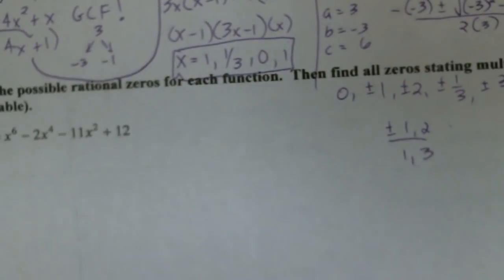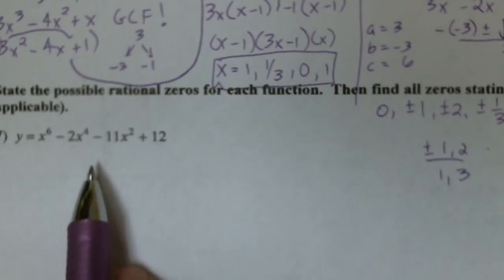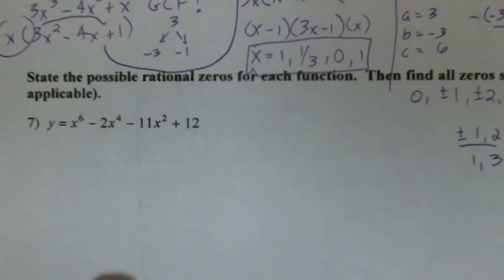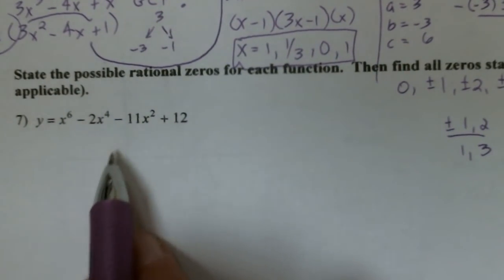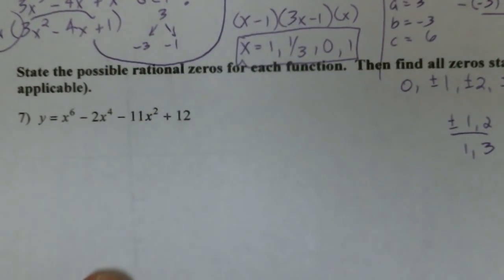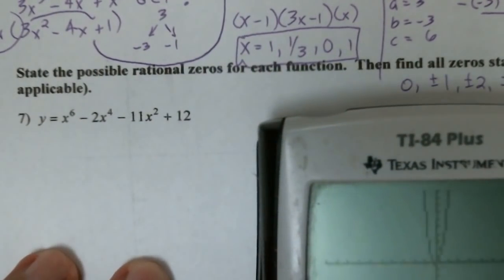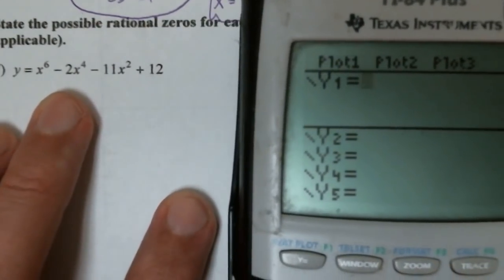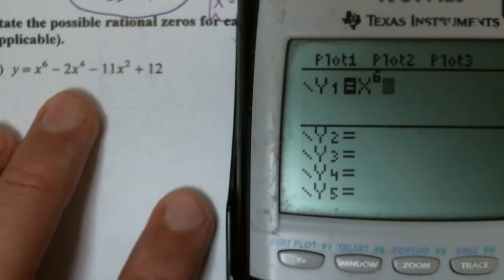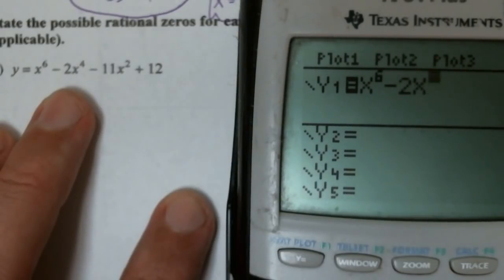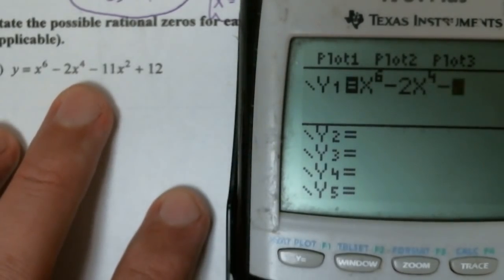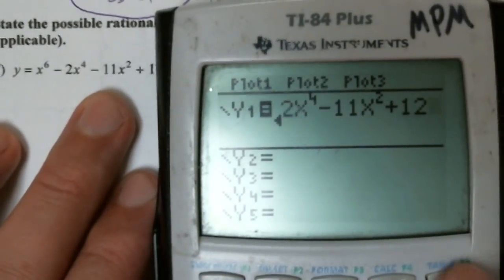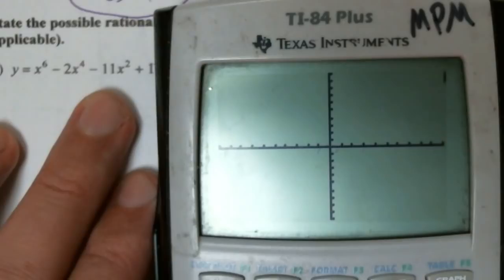Okay, let's keep going. Last one here. This one looks more complicated. This one, to me, in my opinion, is actually easier than the ones that we just did. So I can't factor this. I can't draw my curtain thing. I can't pull out a GCF. So if I go to my graph here, I'm going to type all this in. I've got x raised to the 6th minus 2x raised to the 4th minus 11x squared plus 12. Okay, let's graph that and get some starting spots.